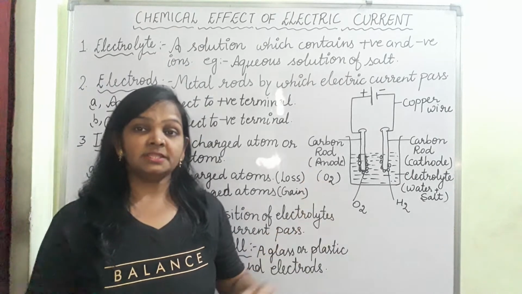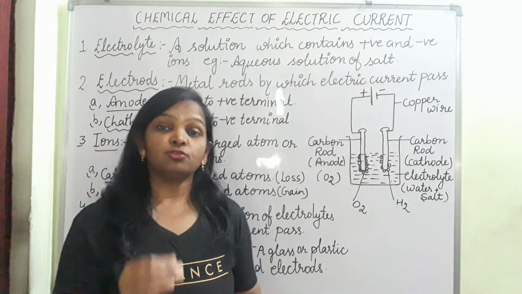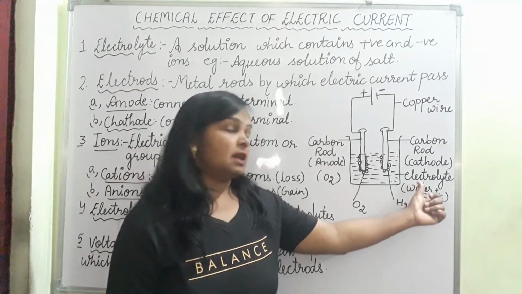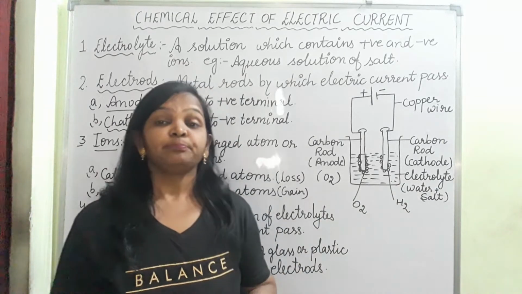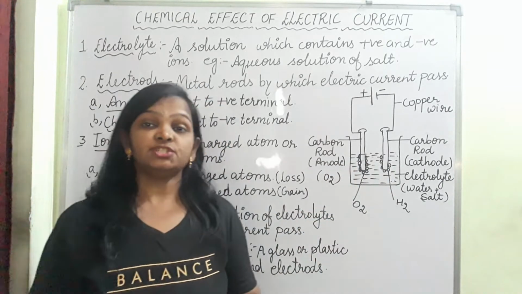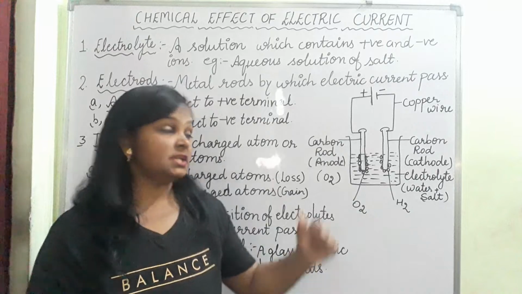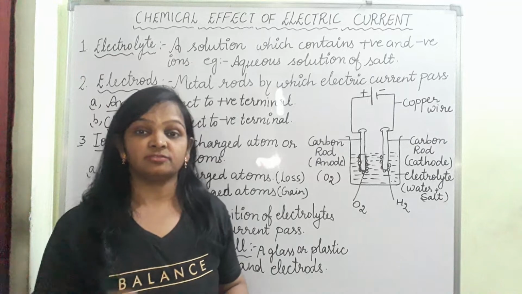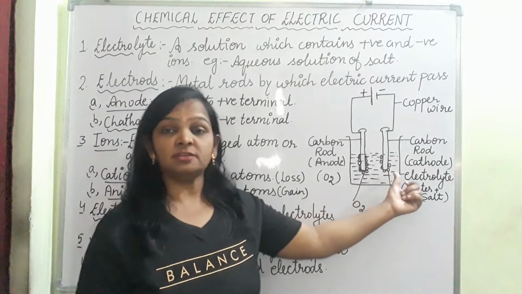Look at this picture. In this picture we can discuss the electrolysis of water. In this container, we will take our electrolyte solution, meaning aqueous solution of salt. Then we use two carbon rods which are connected to the battery. One rod is connected to the positive terminal of the battery, and that is called anode, and another rod is connected to the negative terminal of the battery, that is called cathode. And there are some bubbles you can see on the rods.